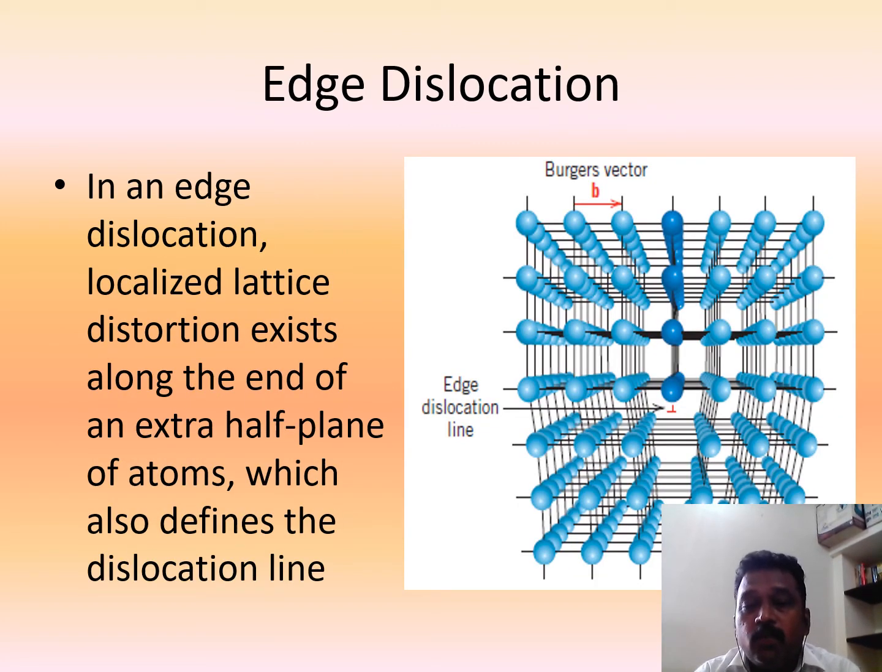You can see this is the edge dislocation. The blue dots represent the atoms, and then what will happen to the atoms? The plane of atoms, and then what does edge dislocation mean? This is a lattice structure. The localized lattice distortion, that is, there will be distortion in the structure, exists along the end of an extra half plane of atoms, which also defines the dislocation line. You can see here these are the group of atoms in a lattice structure, whereas here in this half plane a group of atoms is missing. So this is called the edge dislocation. Because of that, when the load is applied, it will start to deform in that gap. It is called edge dislocation.